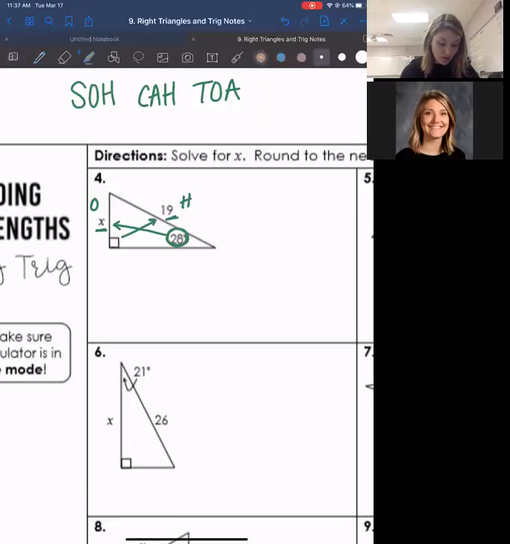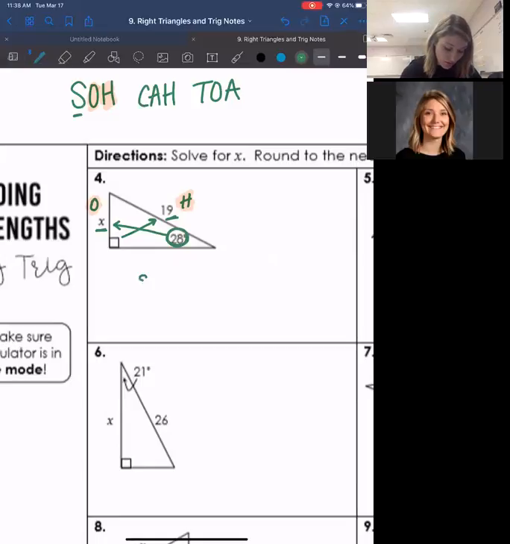So based on the fact that I have an O and I have an H, I'm going to be using the trig function of sine, because the O and the H tell me that I'm using the SO part of my mnemonic device. So I'm going to be using sine.